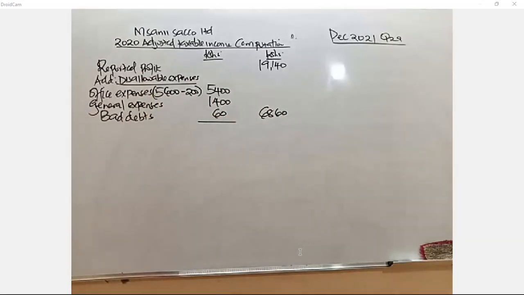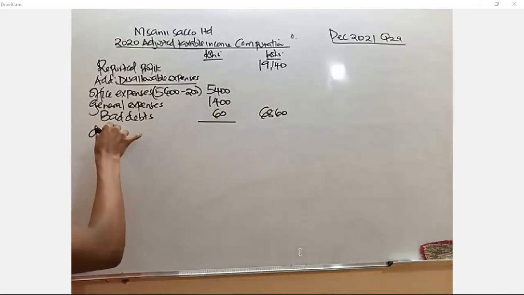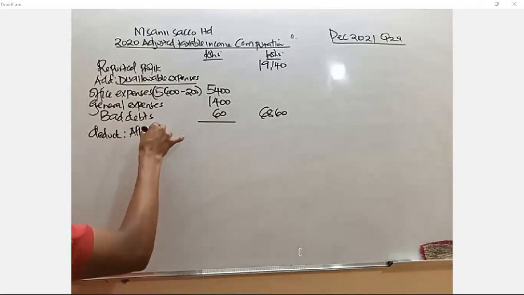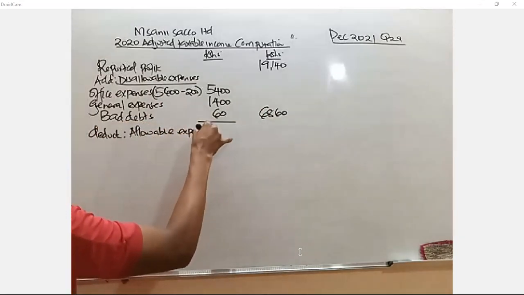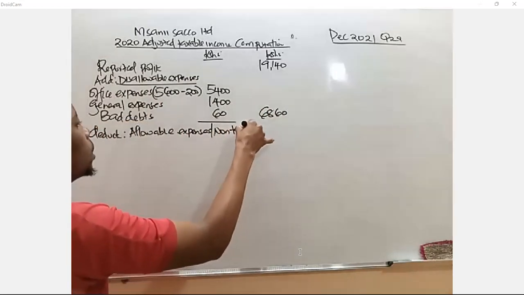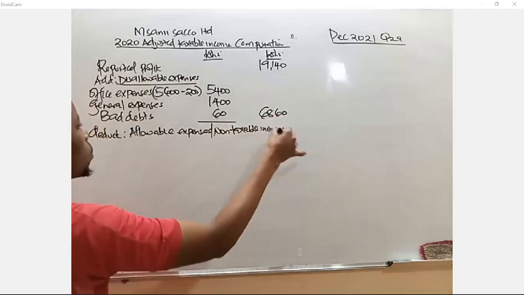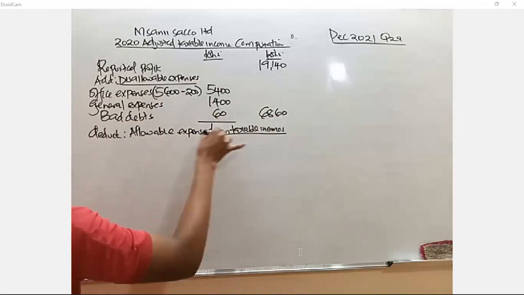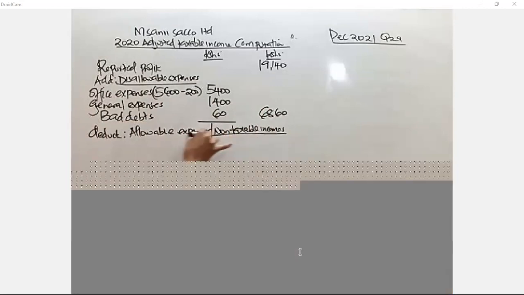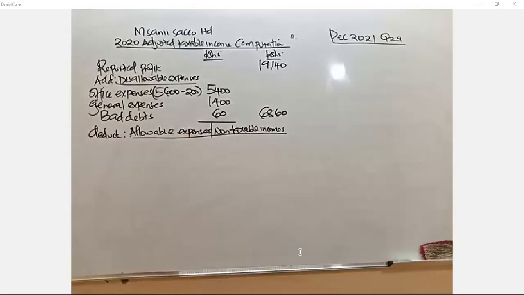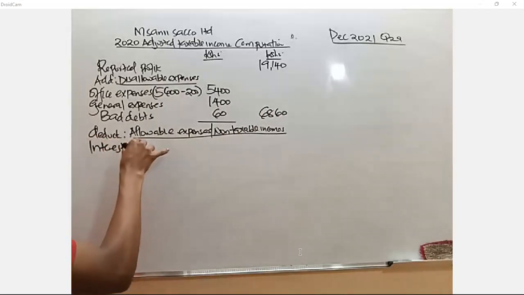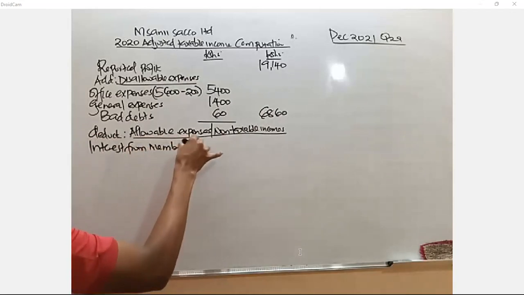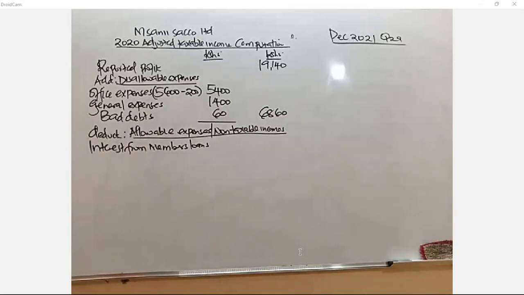Then we are going to be deducting. Normally we deduct allowable expenses. Talk non-taxable incomes. And we are going to be starting with the incomes given up there. One, we know very well the interest for members are not subjected to tax. We are discussing about the interest for members' loans. The interest for members' loans amount to 16,200.